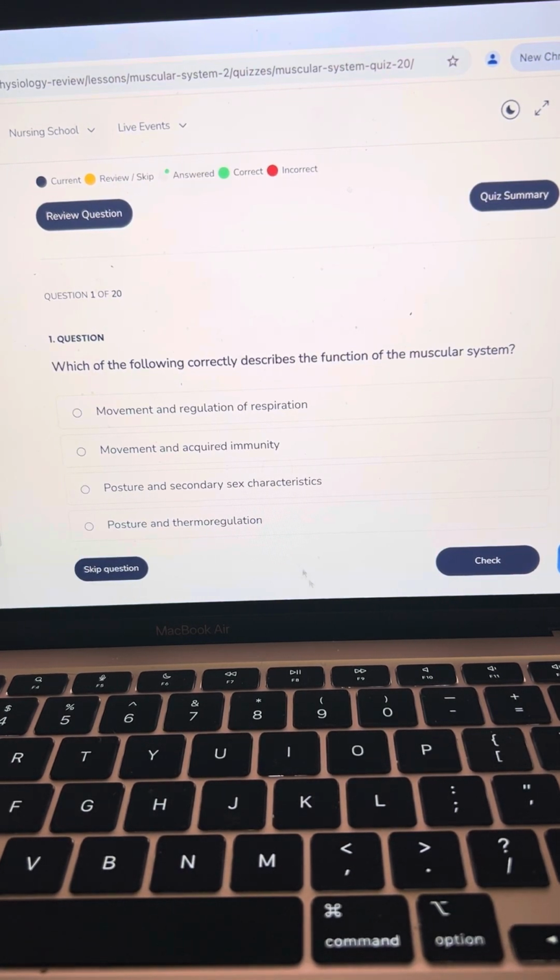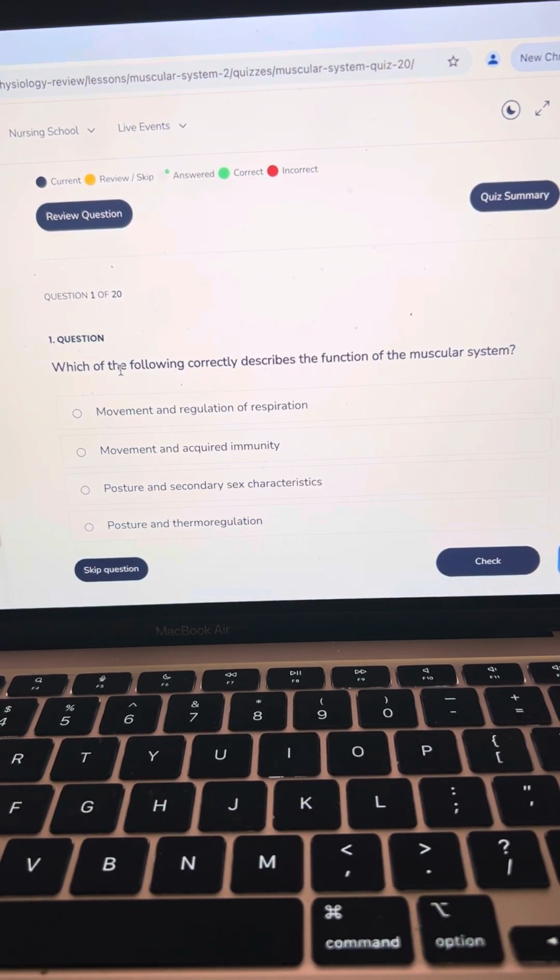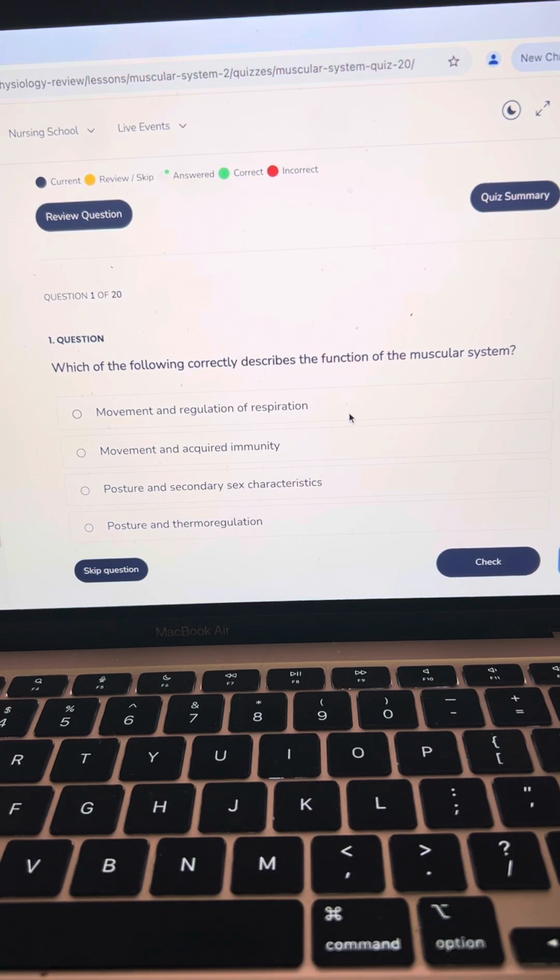All right, first and foremost, we have: which of the following correctly describes the function of the muscular system? Is it the movement and regulation of respiration, the movement and acquired immunity, posture or secondary sex characteristics, or posture and thermal regulation?